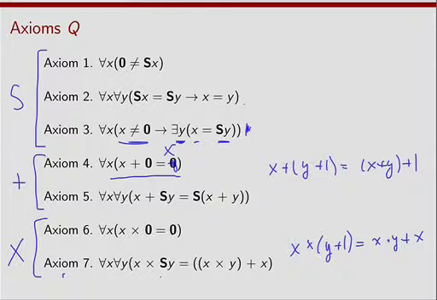Okay, so these axioms make good sense. It's easy to see that they are all true on our intended model, on the natural numbers. And so the question is, well, so what can we prove with this axiom system?